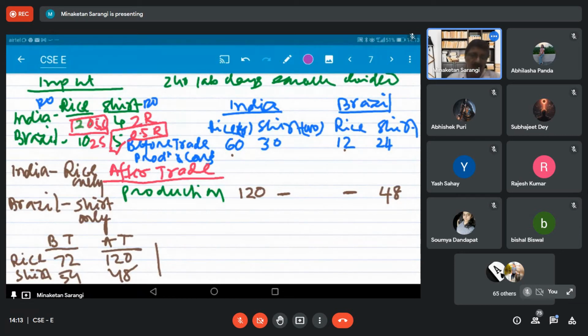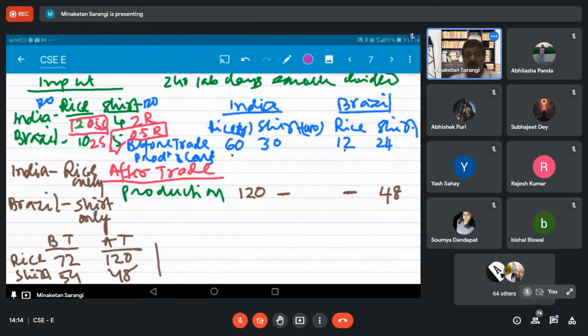But both the countries require a minimum of 54 units of SAT. So how much is required? Before trade, production of SAT is equal to 54. After trade, 48. So the minimum requirement or minimum consumption by both the countries is 54. So minimum 54 units of SAT should be produced.